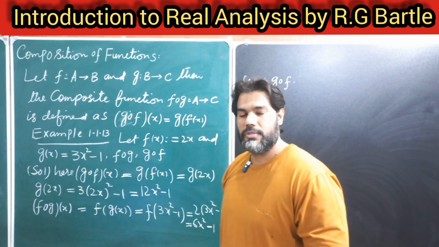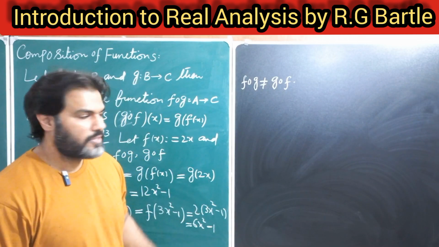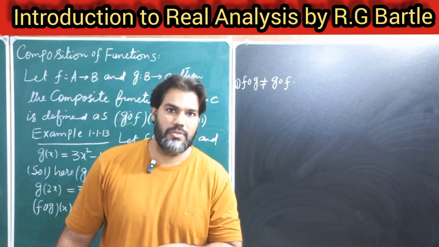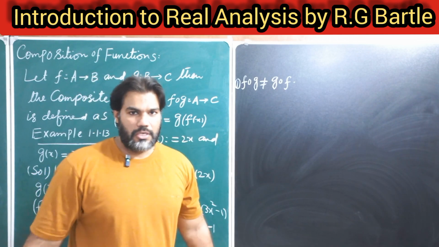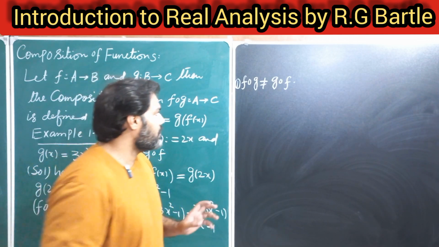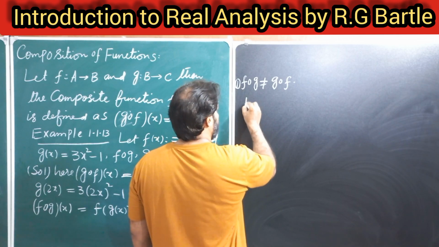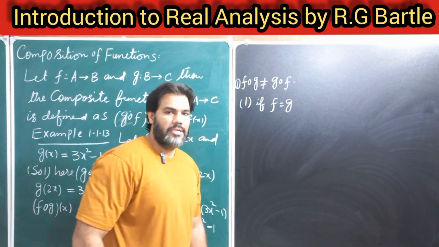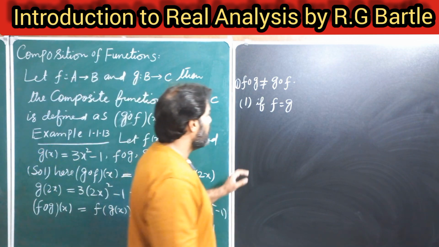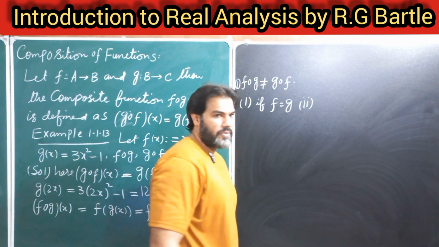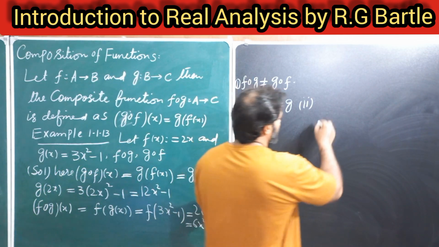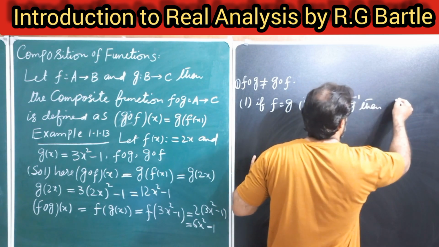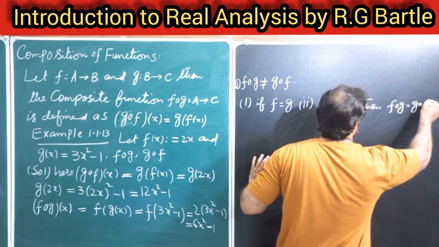So now I discuss some important points related to the composition of functions. The first point, you have observed that the composition of function is not commutative. That is, f circle g is not equal to g circle f in general, but sometimes they are equal. Case 1: if f and g are both equal, then their composition function will obviously be equal. Second, if one of the functions is the inverse of the other, suppose f is equal to g inverse, then their composition f of g is equal to g of f.